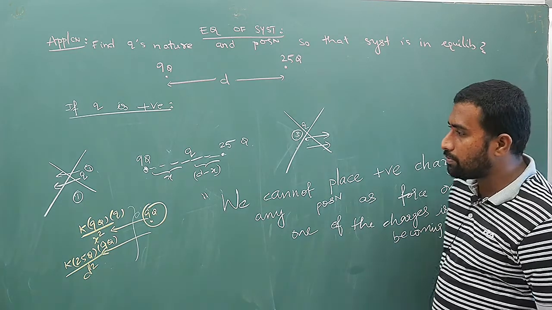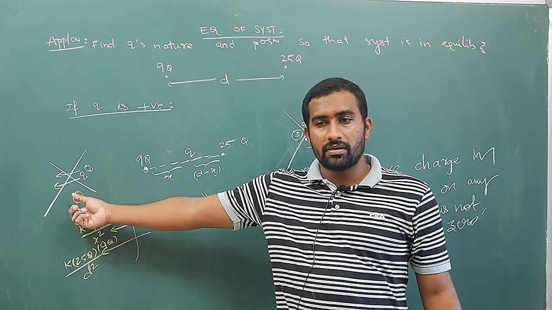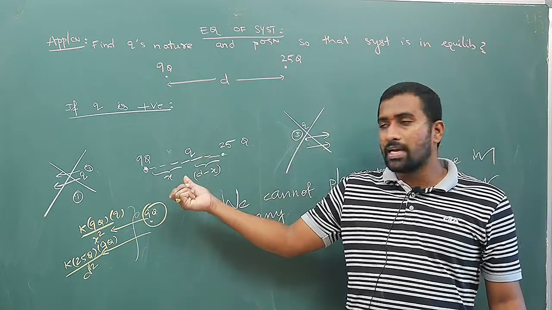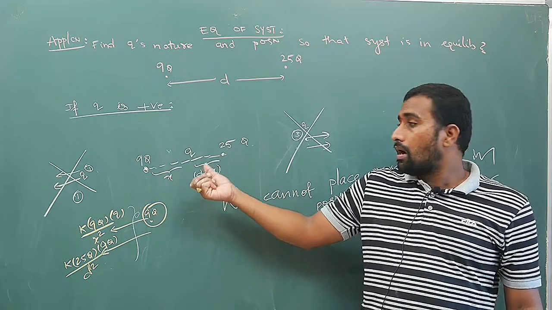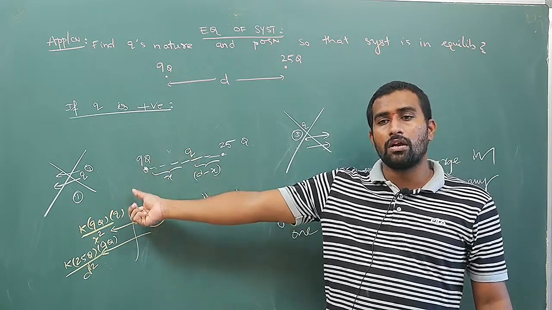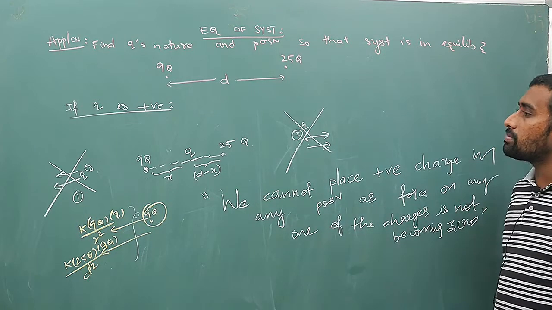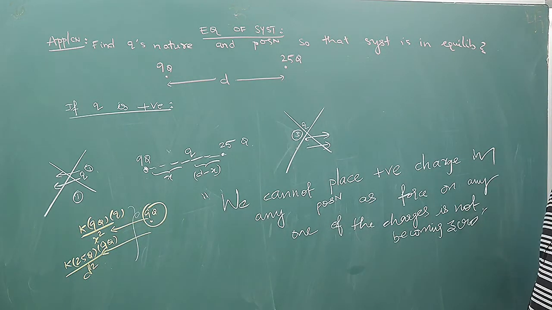That is my final point. If you are placing to the left, it is not becoming 0. If you are placing towards the right, it is not becoming 0. If you are placing in the middle, the problem is that the force on this charge is becoming 0, but on 9q it is not becoming 0. So this is my point. So you cannot place a positive charge.